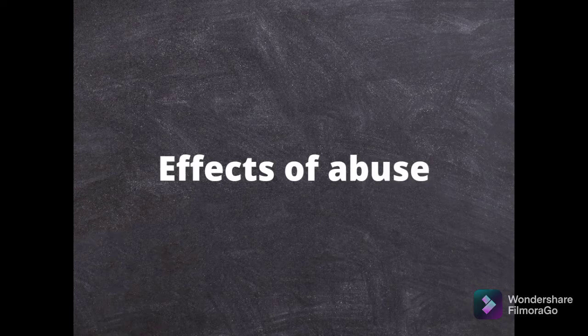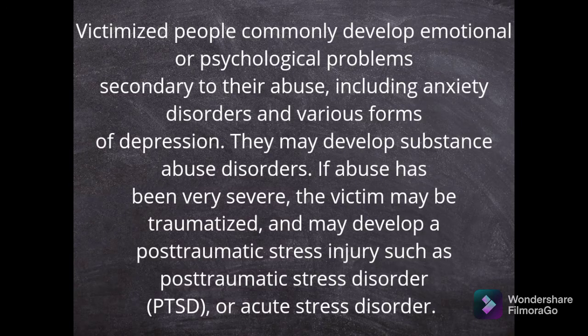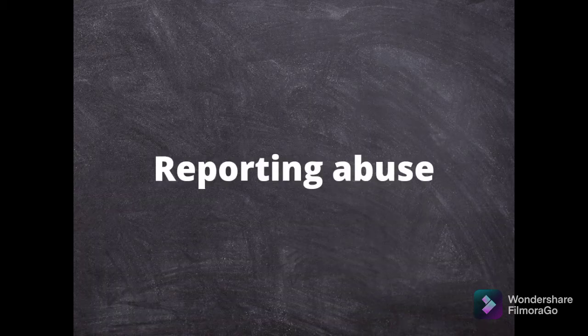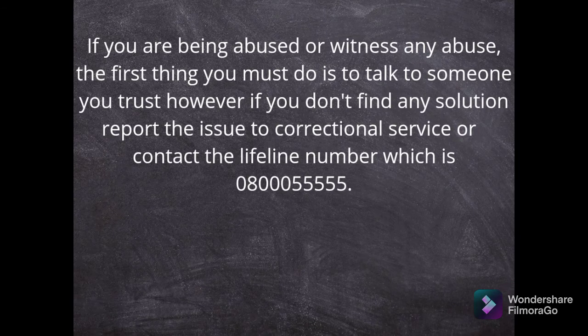And now let's look at the effect of abuse. Victimized people commonly develop emotional or psychological problems secondary to their abuse, including anxiety disorder and various forms of depression. These may develop substance abuse disorder if abuse has been very severe. The victims may be traumatized and may develop a post-traumatic stress injury, such as post-traumatic stress disorder or acute stress disorder. Now let's look at how to report abuse.